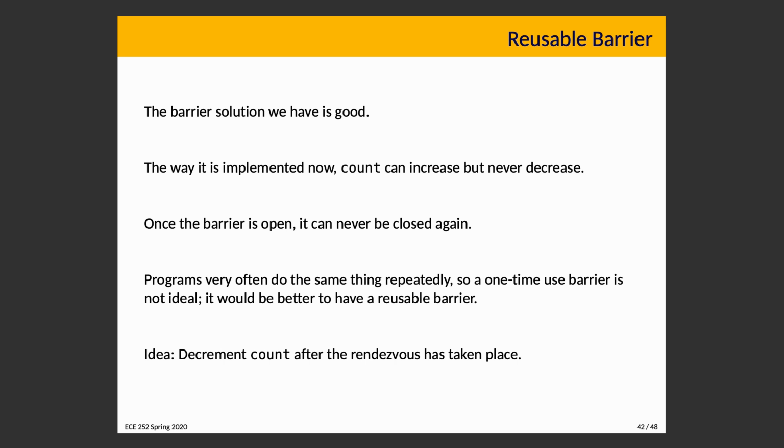But one of the things that we want to do is make it reusable. So once the barrier is opened, it can never be closed again. So we effectively have a one-time use thing. Once count gets to n, that's it. The barrier is opened. It can never be closed again. And programs frequently want to do the same thing over and over again. So a one-time use barrier is not ideal.